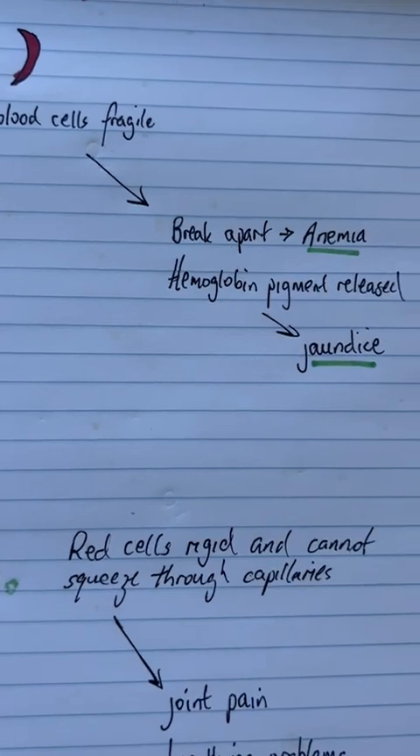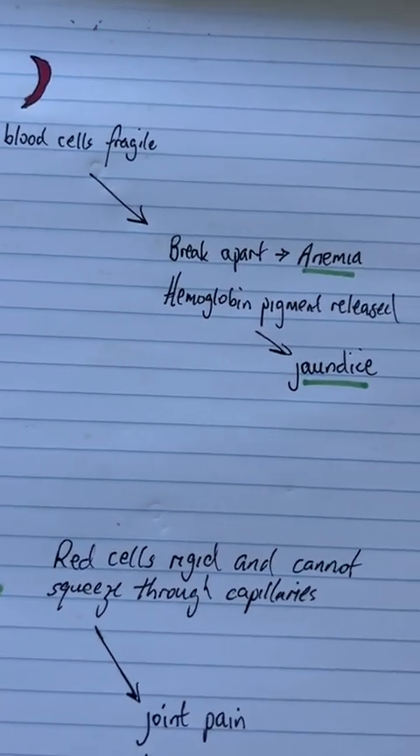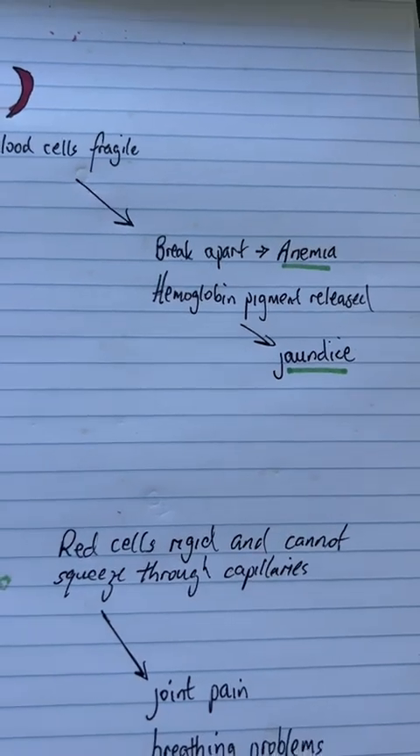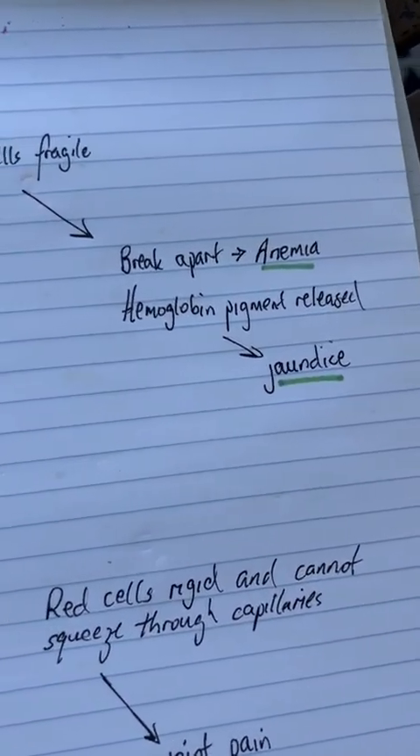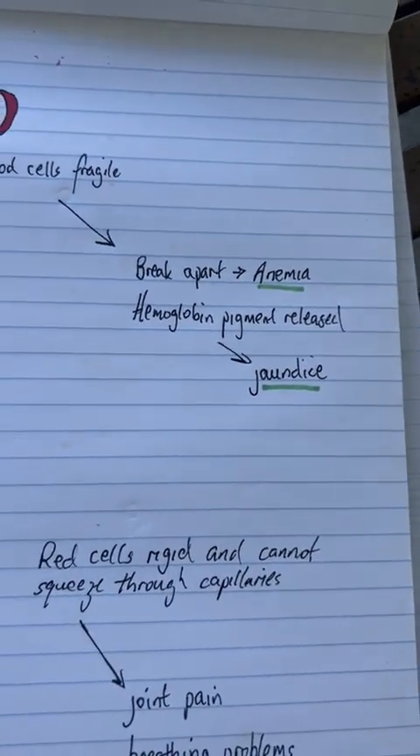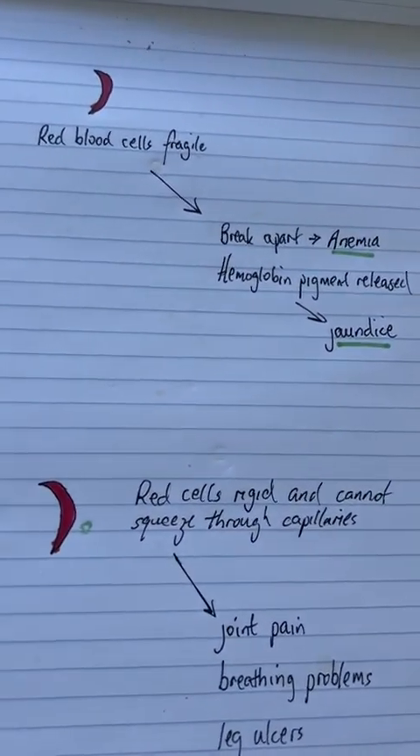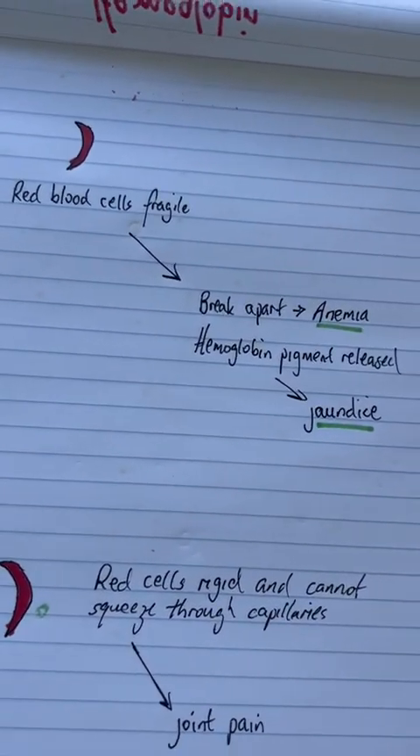person becomes anemic because they keep losing red blood cells that are self-destructing, and the pigment that's released into the bloodstream freely leads to jaundice. So one of the typical symptoms of sickle cell disease is anemia and jaundice.